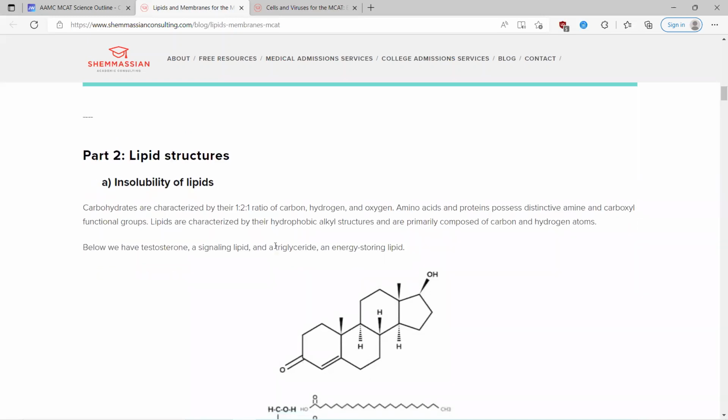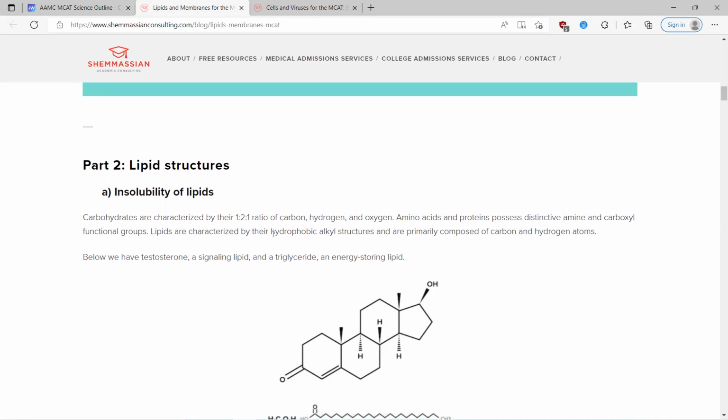Now, lipids, the major characteristic of lipids is that you'll see that they also have carbons, they also have oxygen, they also have hydrogen, right? So what differentiates a carbohydrate from a lipid? Well, the main thing is that they are hydrophobic. Hydrophobicity is what makes a lipid, okay?